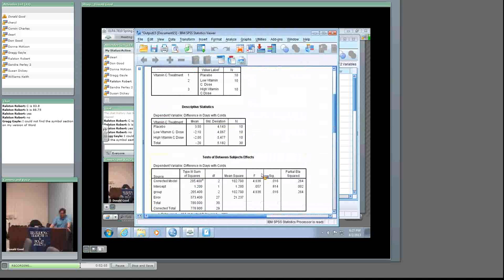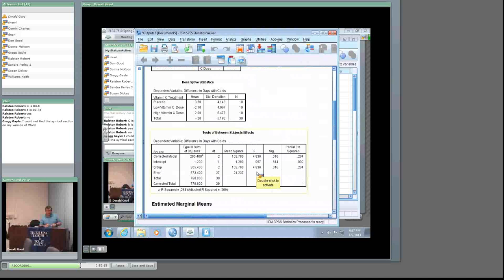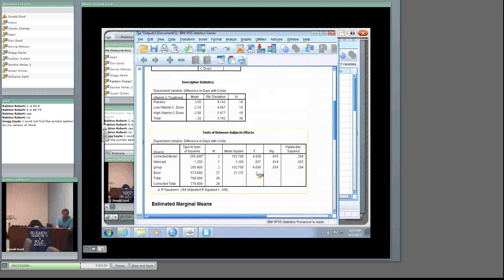So to find out if there's any kind of overall significance between any two of those, I'm going to look at my tests of between-subjects effects, and the key things I want to find here are the degrees of freedom, the F, the significance, and the eta squared. From my degrees of freedom, again, the 2 and the 27. Where do you suppose 2 and 27 come from? There are 3 groups. That's where the 2 comes from.